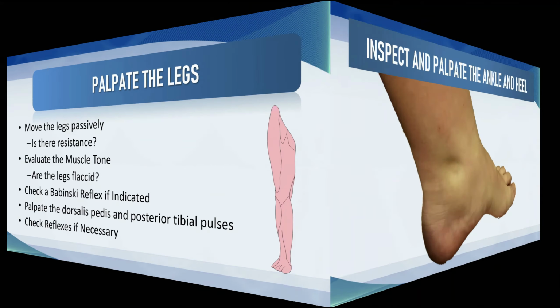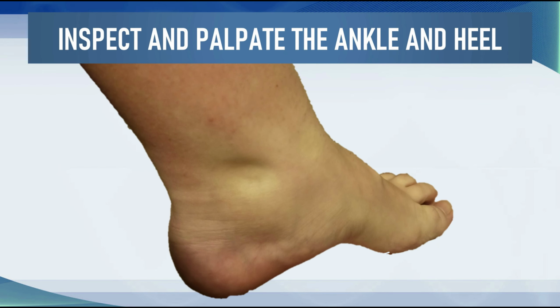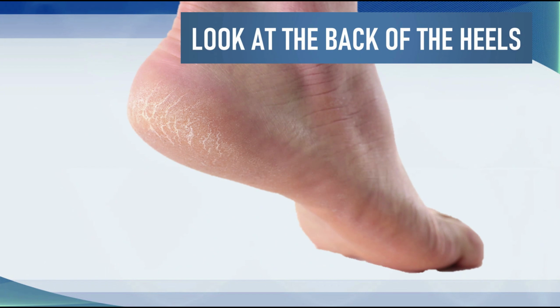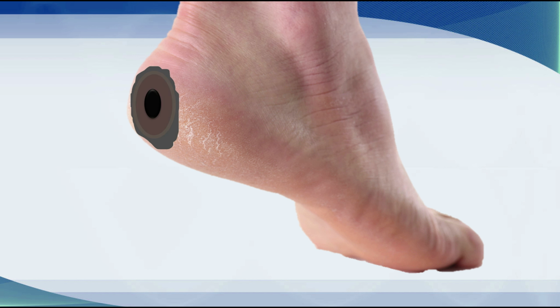Now look at the ankle and the heel, and press your finger in behind the back of the medial malleolus and see if there is pitting edema of the ankles. Always look at the back of the heels for evidence of the development of pressure sores. This usually manifests as an initial discoloration of the skin that eventually turns black. The skin then denudes to expose the tissues below.